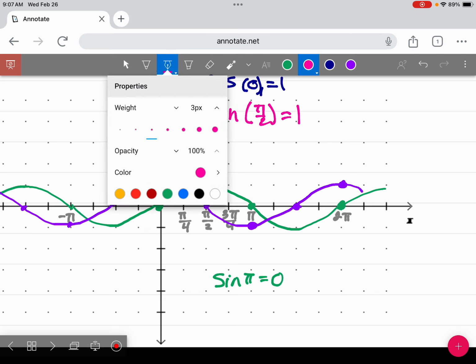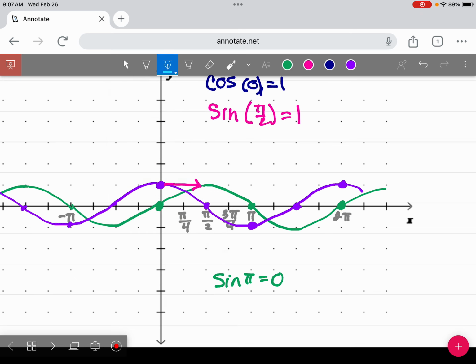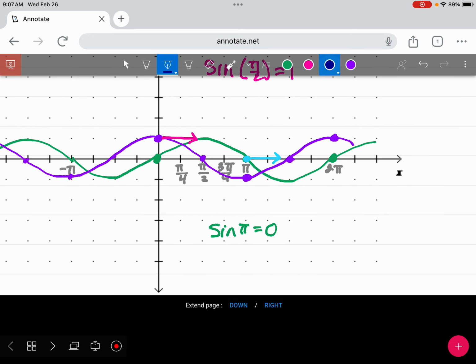So if we look at, let me get a slightly different color. So if we're looking at sine of pi equals 0, where is the nearest cosine that has the same value? Yeah, that guy over there. That's our 3 pi over 2. Cosine of 3 pi over 2 is 0.